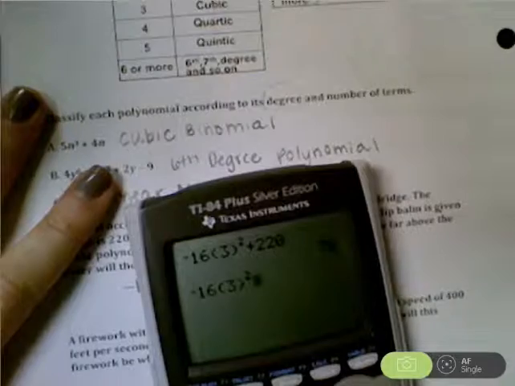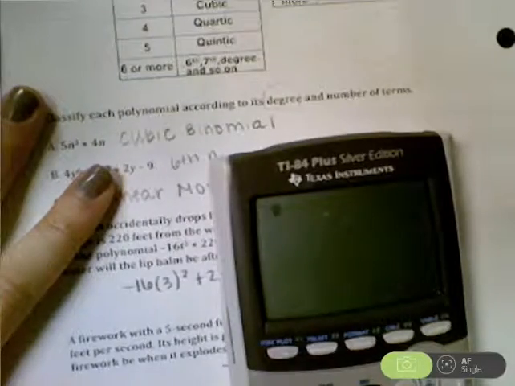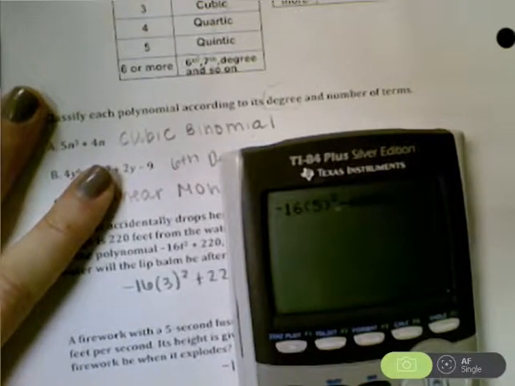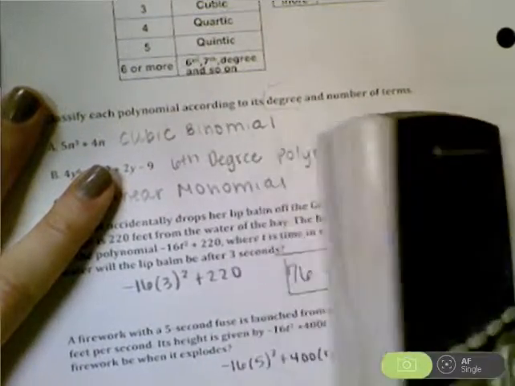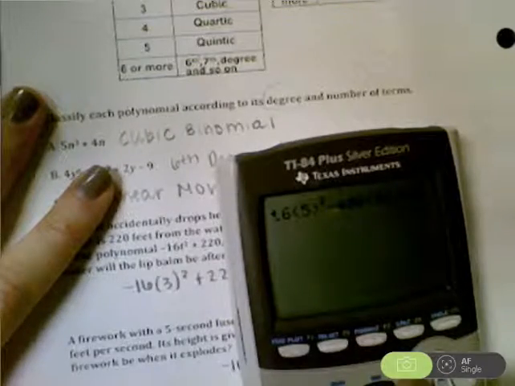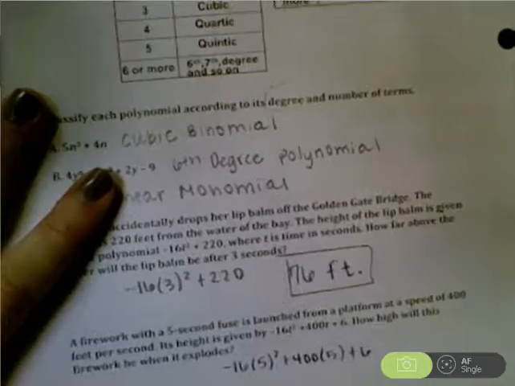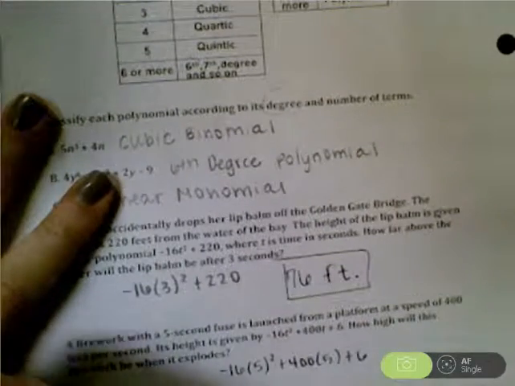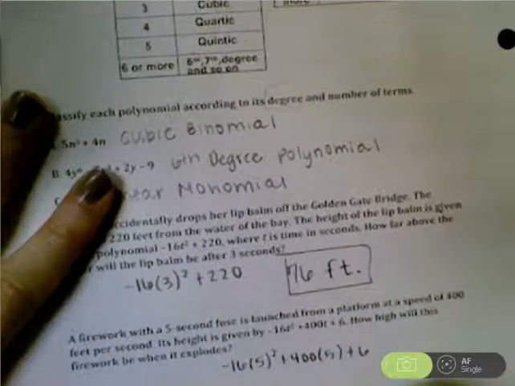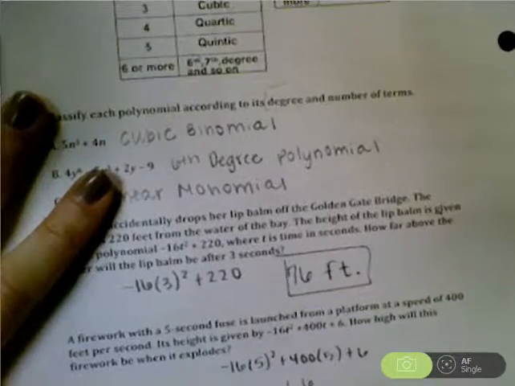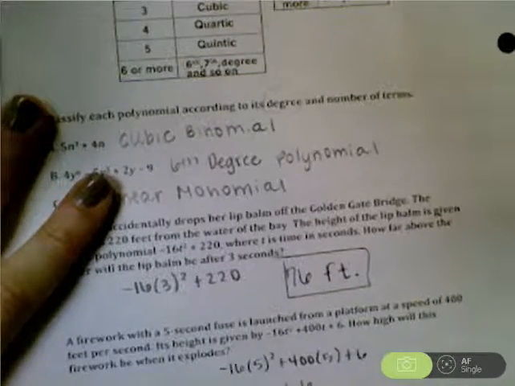So again, on your calculator, make sure you're using the parentheses for multiplication. That's not what I got. 1,606 feet is what I got.